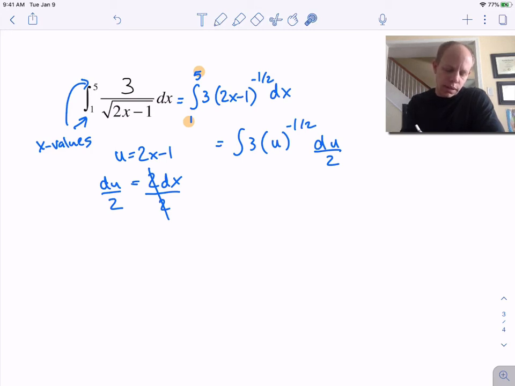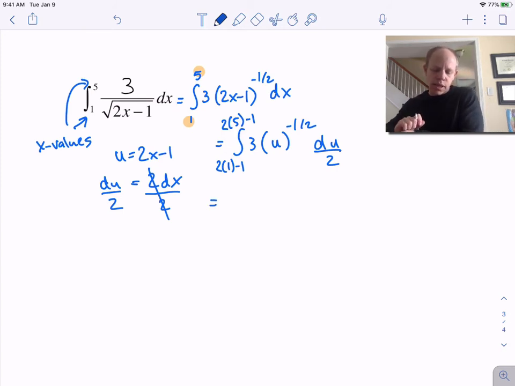So when you look at this, u is equal to 2x minus 1. So I would just take that x value and plug it in here, and that would change it. So this would be 2 times 5 minus 1, and this is going to be 2 times 1 minus 1. So this is one way to do it, to actually change those x values into u values. And it's kind of cool. Watch what happens here. So our definite integral is now going from 2 times 1 minus 1, well, that's still 1, and 2 times 5 minus 1 is now 9.